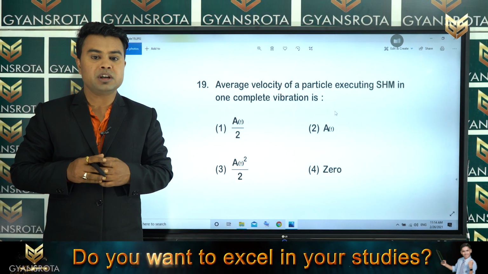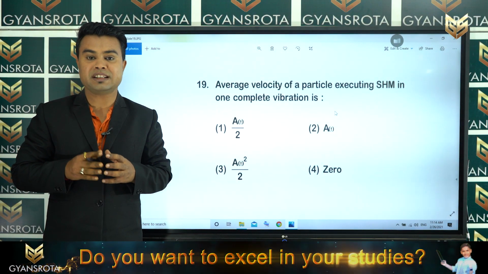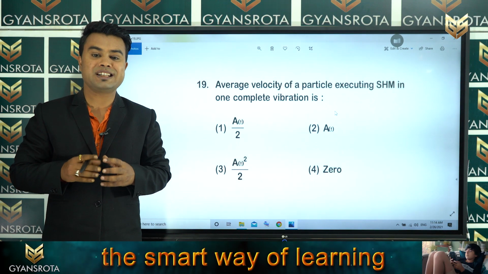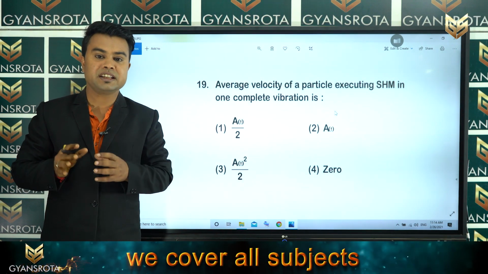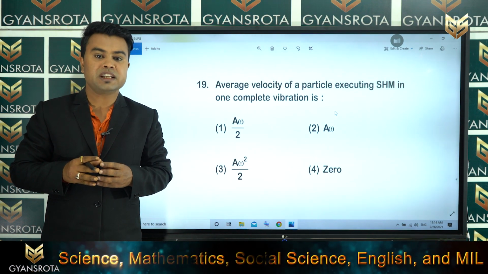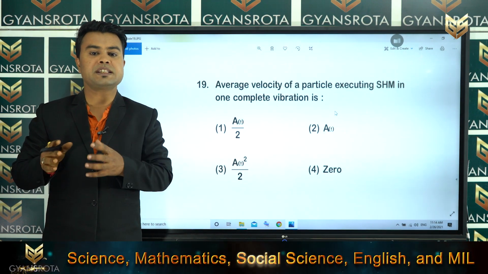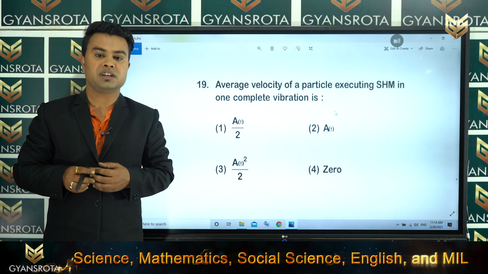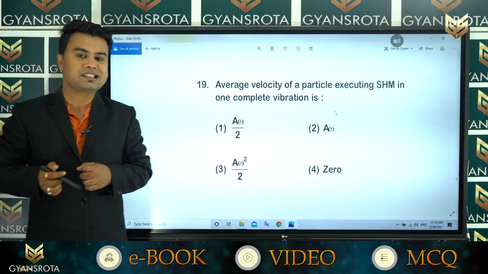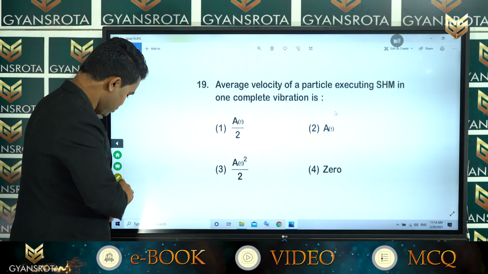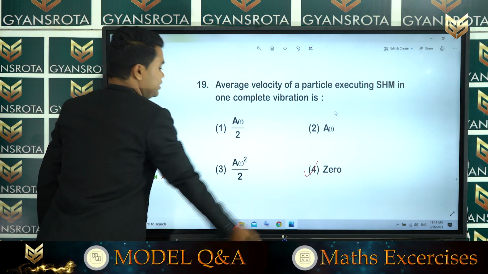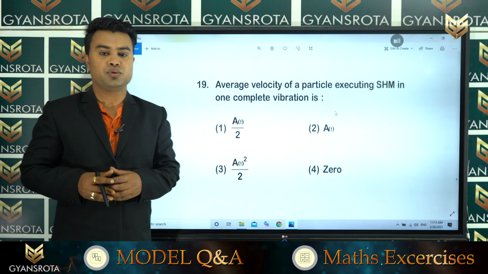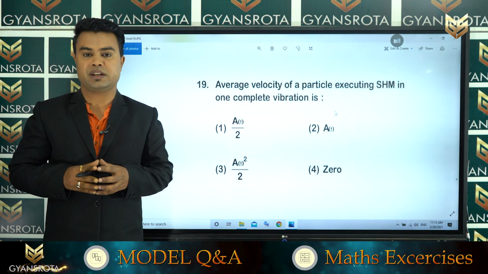As we know that the velocity of the particle executing simple harmonic motion is ±Aω. Now if you start taking the average of this one, then it will come as 0, because for ±Aω, what average can it give? It will be 0. So your correct answer is option number 4. So option 4 is the correct answer. So I will take this one. Now let us move to question number 20 and see what it has.